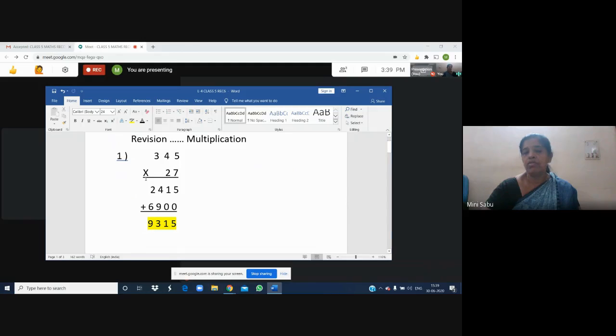345 into 27. We will write in this form and then we will start our multiplication from ones place. So first of all, we will multiply 7 and 5. 7 5s are 35. 5 is here. I haven't written carryover here because in class 5 we stop writing the carryovers at the top. So keep it in your mind.